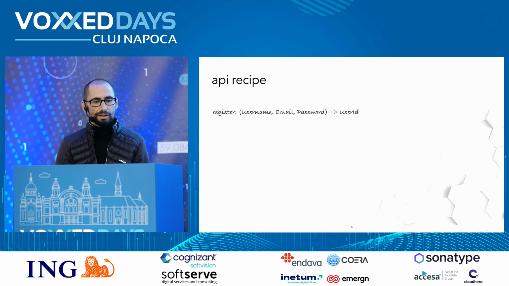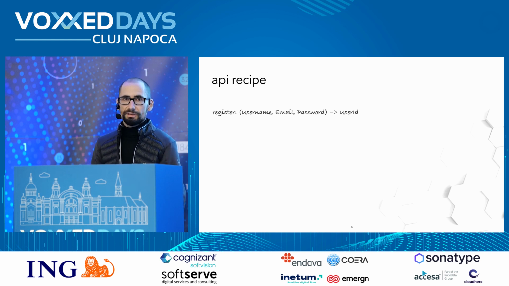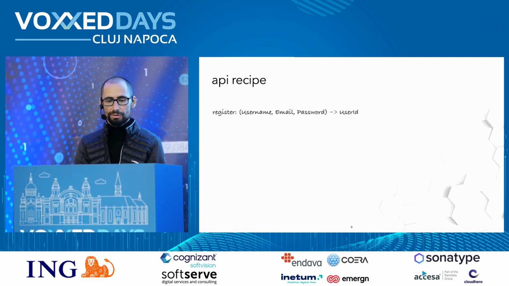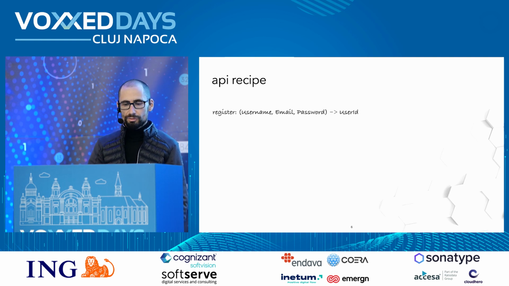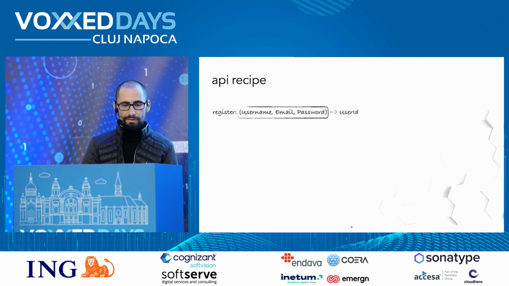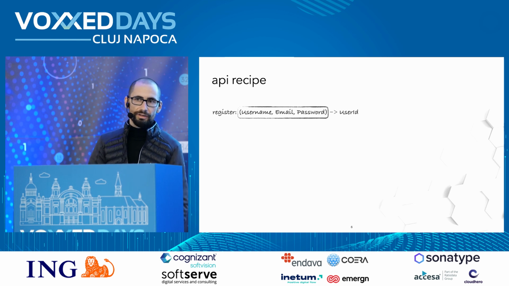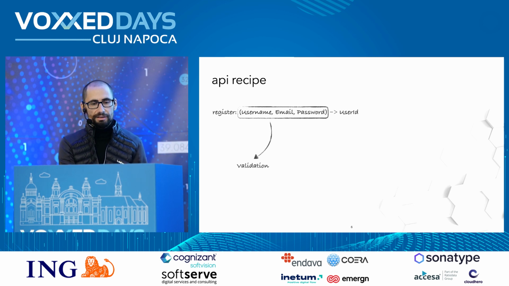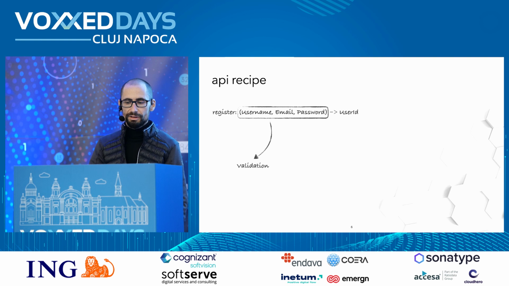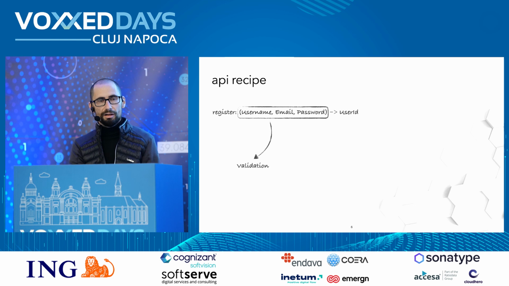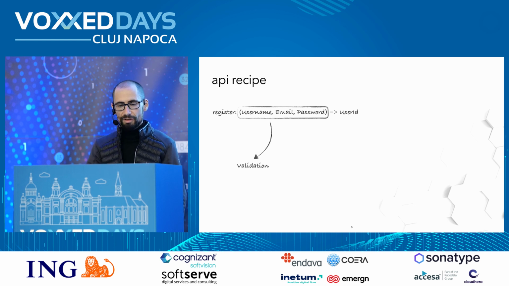So what we are going to do today, basically we have a use case that might seem simple. We're going to register a user, and we are going to get as input from the user the username, the email, and the password, and we're going to return the user ID. However, there are some things that we need to think about when we are designing the API. First of all, it's the validation. So we are going to have some business rules that we'll have to enforce somehow and guard our system from invalid data.